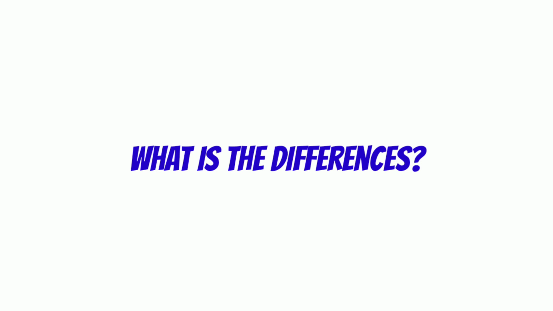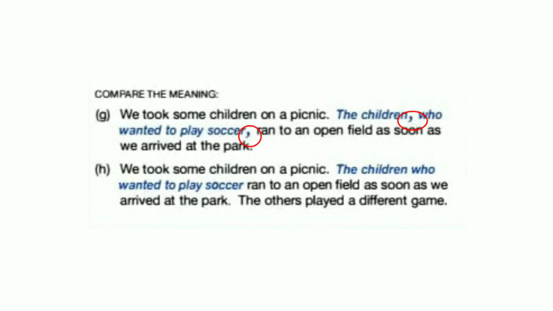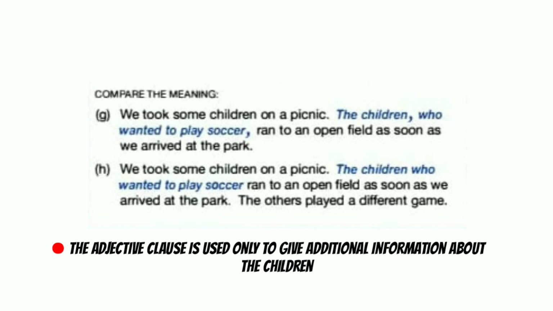Okay, now how about the meaning? Let's compare the meaning. Example G: "We took some children on a picnic. The children, who want to play soccer, ran to an open field as soon as we arrived at the park." The use of commas means that all of the children want to play soccer and all of the children ran to an open field. The adjective clause is used only to give additional information about the children.